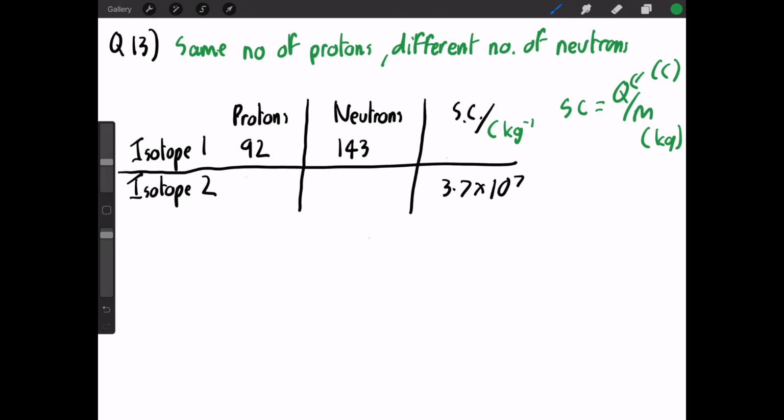Next, we need to write down the number of protons in the second isotope. Well, if it's an isotope, the proton number is not going to change, so that's nice and easy. It's still going to be 92.